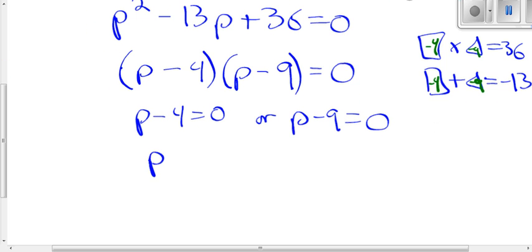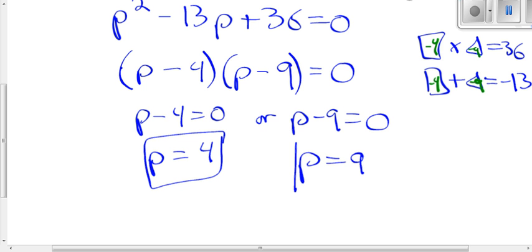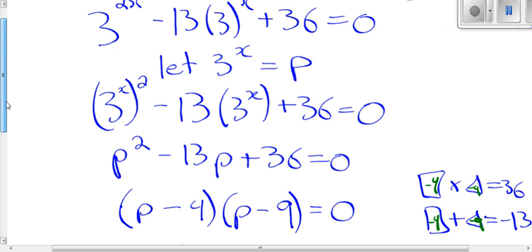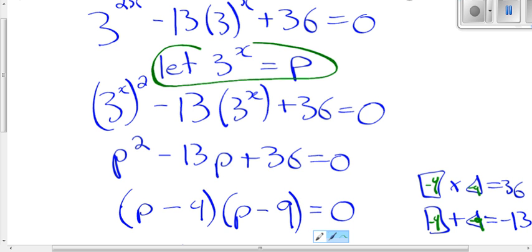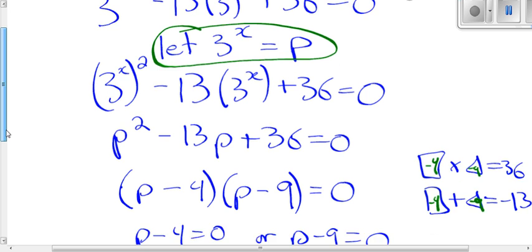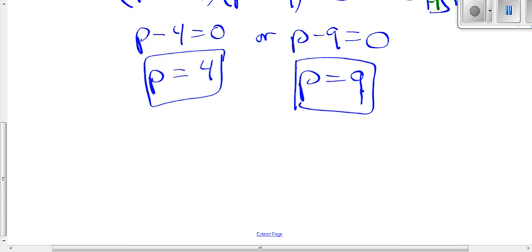In this case, bring the negative 4 over, so p equals 4 is one possible solution, or p equals 9 is another solution. But we have to remember that we let p be 3 to the exponent x, so we rewrite this. So it's 3 to the exponent x equals 4, and this is 3 to the exponent x equals 9.